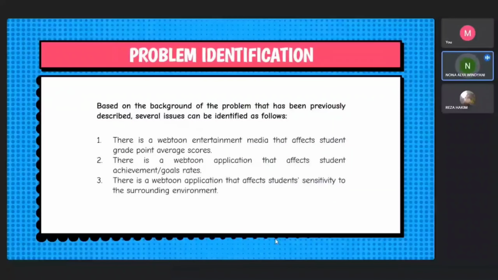This is the problem identification. So based on the background of the problem that has been previously described, several issues can be identified as follows. The first one is there is a webtoon entertainment media that affects student grade point average scores. The second one is there is a webtoon application that affects student achievement or goals rates. And then the last one is there's a webtoon application that affects student sensitivity to the surrounding environment.